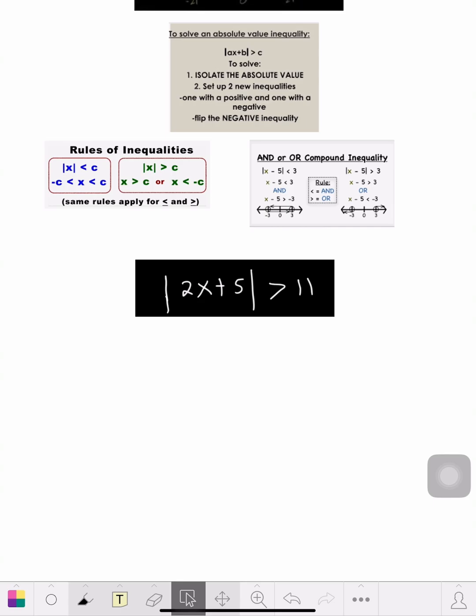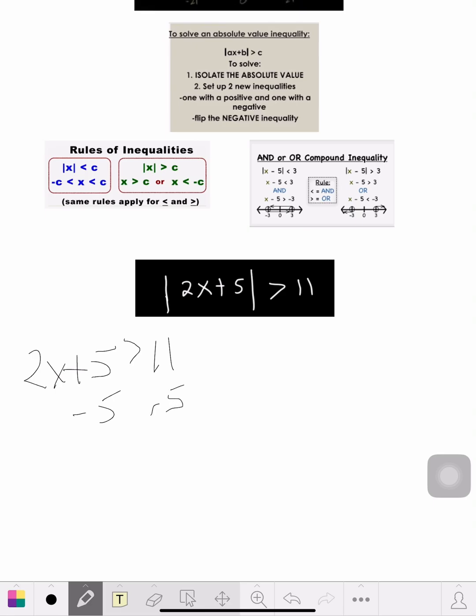So let's set this up. We're going to do 2x plus 5 is greater than 11. Let's solve that first. I always get rid of the 5 first, so we minus 5 from both sides.